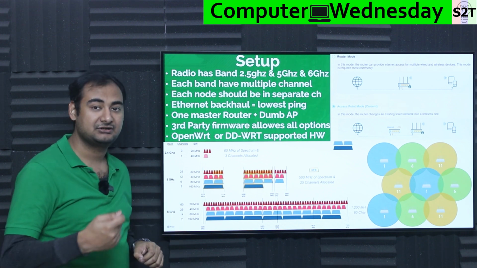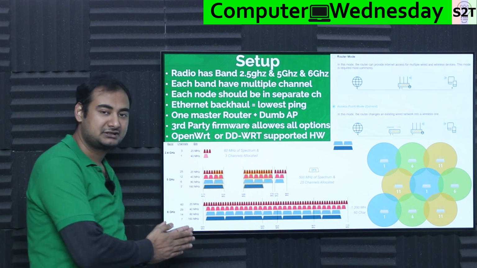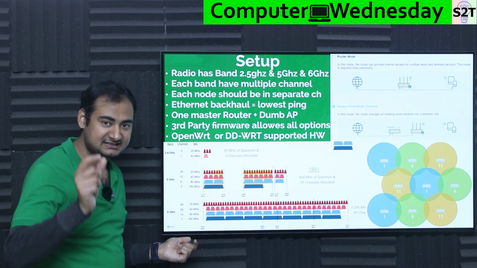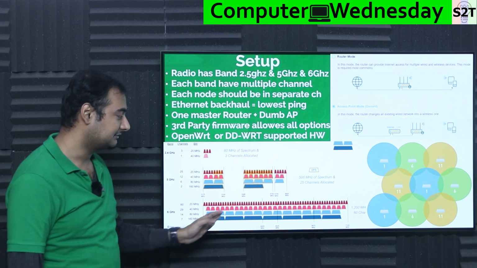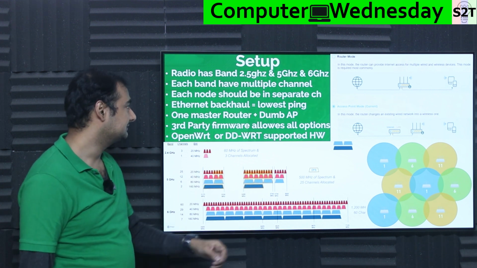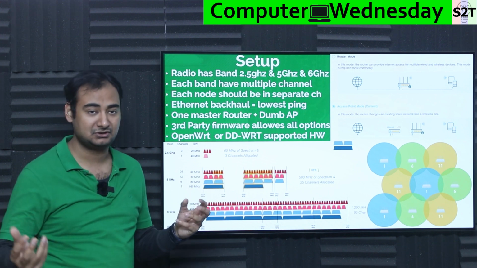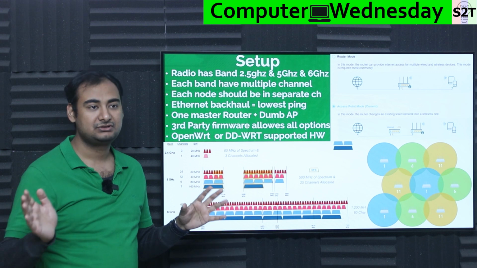Each of these bands has what we call channels, meaning that you do not get the whole 6 gigahertz. You get basically a 160 megahertz slice of it. So these are what we call channels. There are multiple channels, and you have to do all the installations in such a way, especially if you have multiple nodes, that all of the nodes are on separate channels.